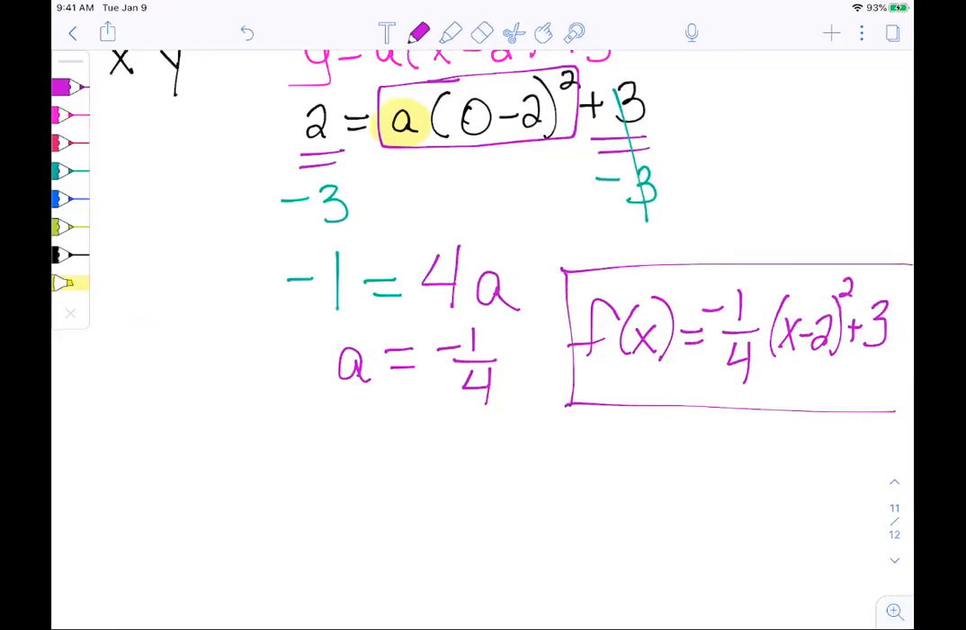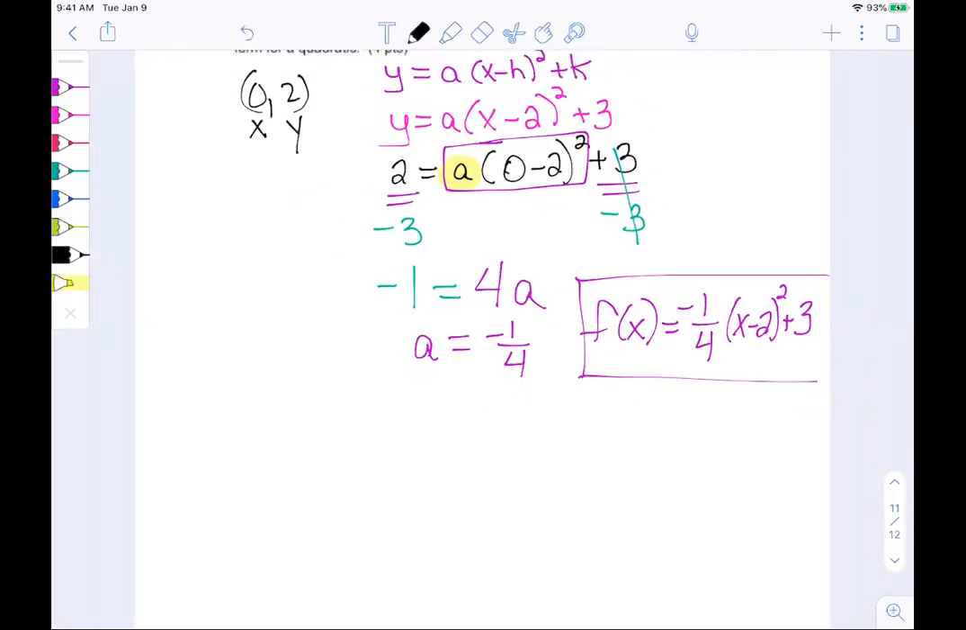So now I could look at this and say I have a parabola that goes down. It still has that vertex of (2, 3). Any questions?